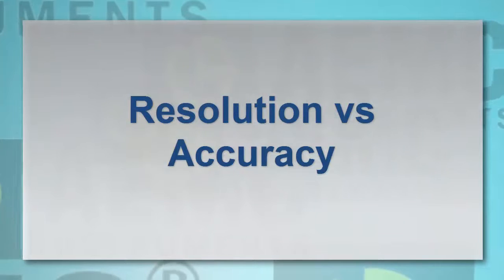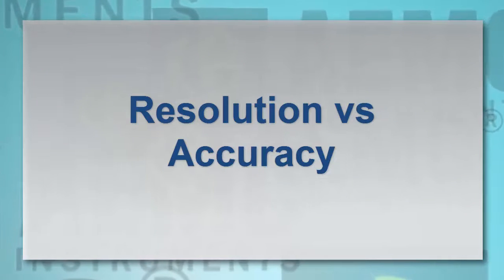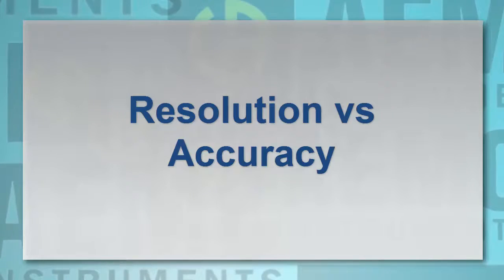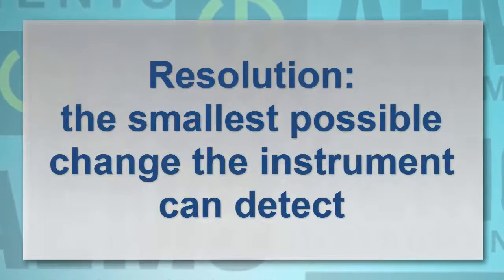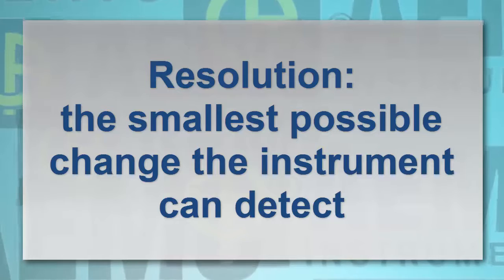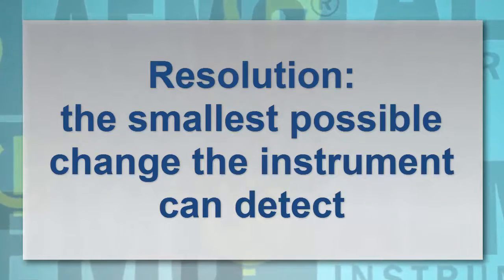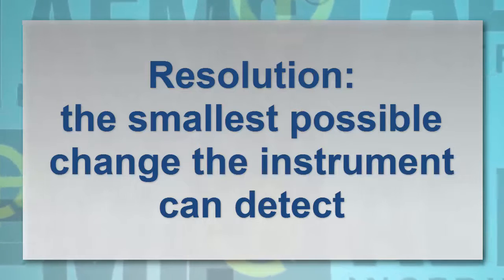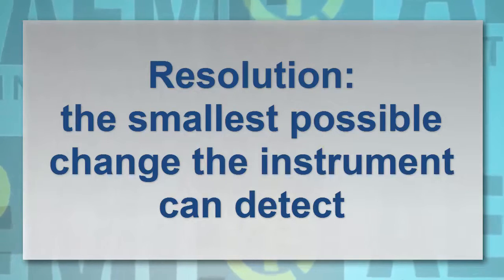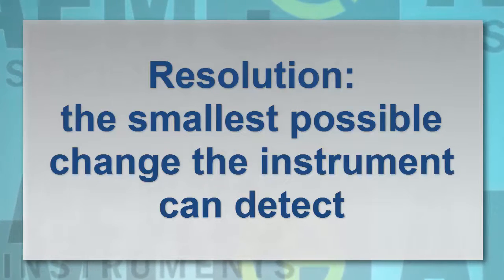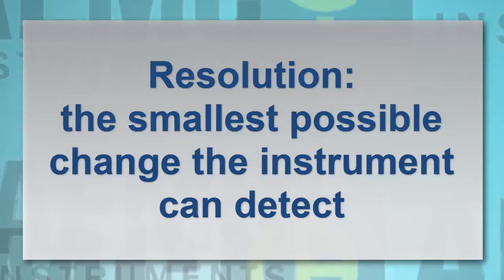Users often refer to resolution and accuracy interchangeably, but it's important to understand the distinction between these terms. Resolution defines the smallest possible measurement change the instrument can detect. Thus, a 1000 count digital multimeter can display a change of 1/1000th of a unit, while a 10,000 count instrument can detect 1/10,000th, in other words, 10 times the resolution of the 1000 count multimeter.